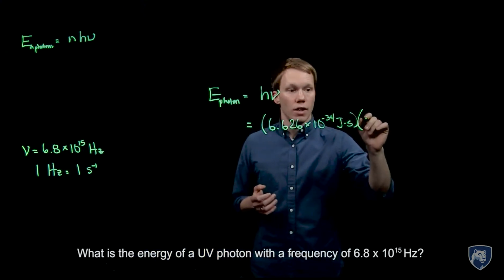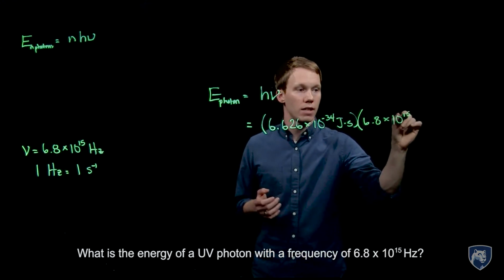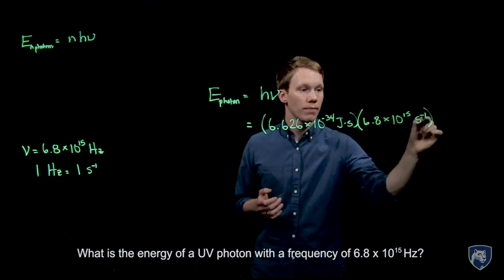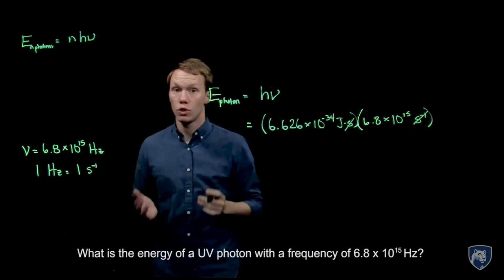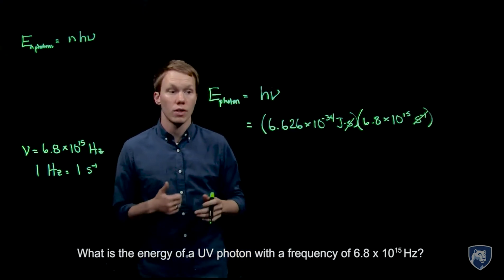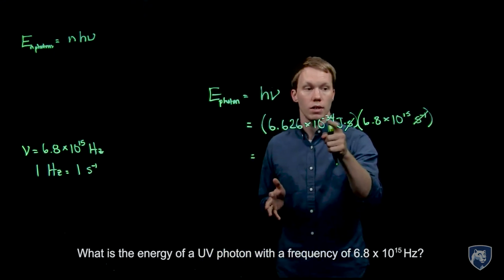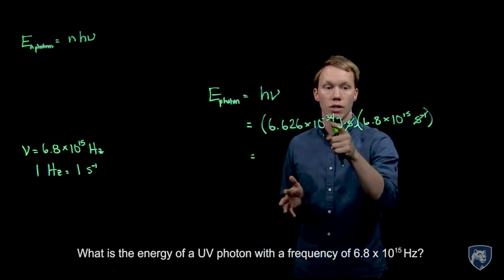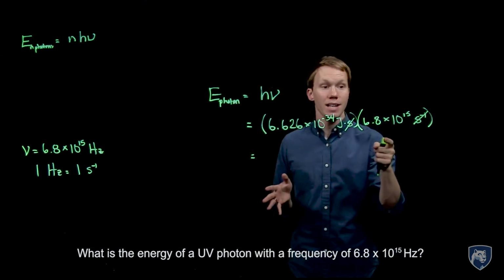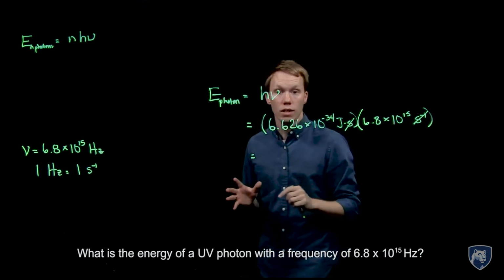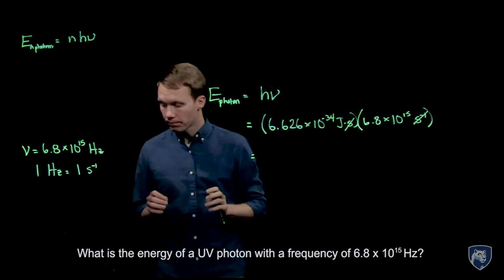We would add in our frequency here as 6.8 times 10 to the 15th reciprocal seconds, and therefore my second units will cancel. We'll be left with units of joules, which is a unit of energy, so that's great. I can kind of approximate my answer now. If I take minus 34 plus 15, we're talking about minus 19. So I should have an answer from my calculator that's on the order of 10 to the minus 19th power.